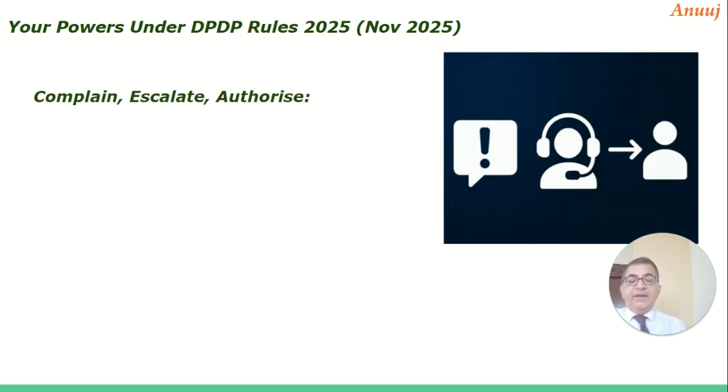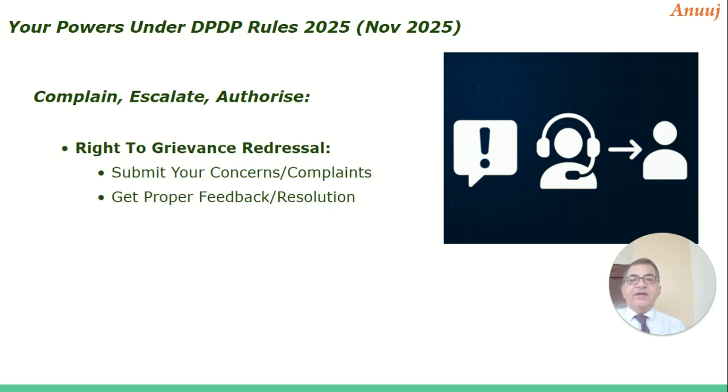Next set: complain, escalate, authorize. I'm not happy with the way you are using my data. I have an issue. I believe there is a breach. I believe there is an incident. So I have the right to come back and raise a concern or raise a complaint, which you call the right to grievance redressal. And I want a proper feedback or a proper resolution. So I have a right to grievance redressal, and you need to provide me this right, and you need to get my complaints and concerns entered.